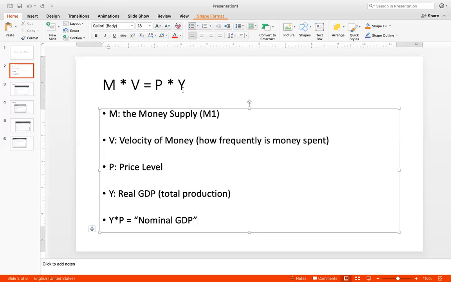So the right side of the equation says, what was, in dollar terms, the total dollar value of everything we made in a year? The left side says how much money was spent on stuff. So the left side is total spending, right side is total production in dollar terms. So this equation just simply says total spending equals total production in dollar terms. So how is this equation used?